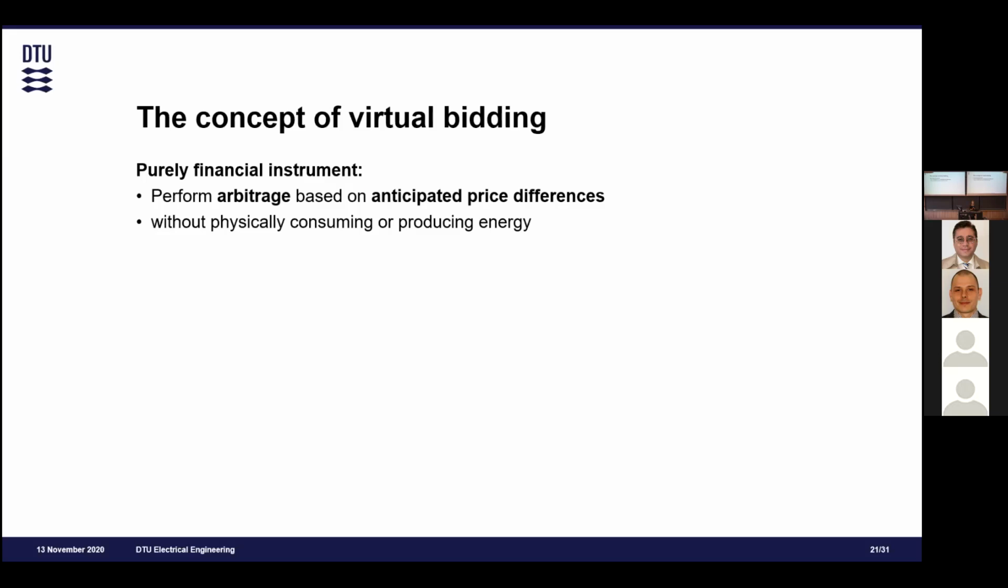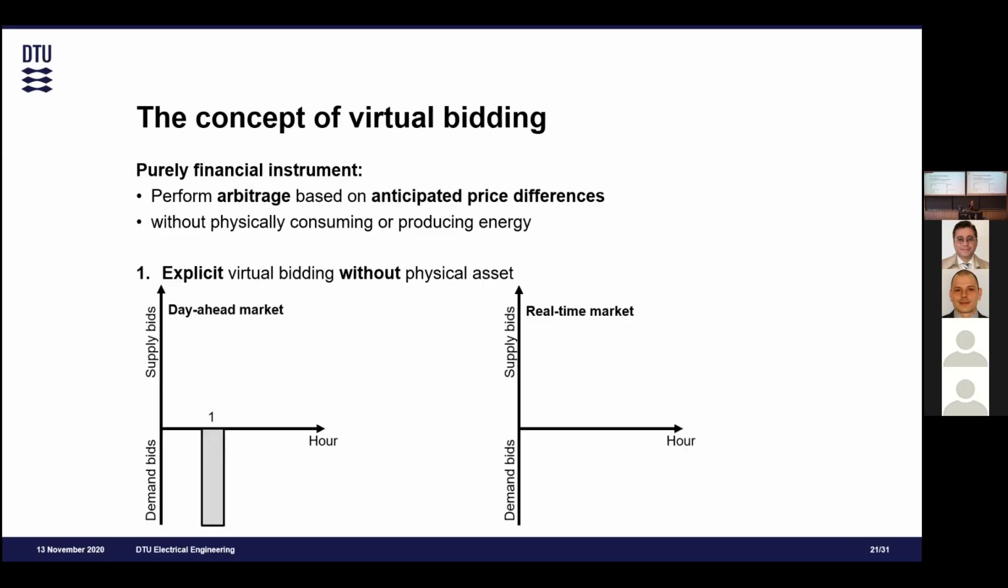We distinguish between two types of electricity virtual bidders. First, the explicit virtual bidder has no physical assets. So if an explicit virtual bidder buys 1 megawatt hour in day ahead market, she then has to sell the same amount back in the real-time market. So that her positions in day ahead and real time need to even out to zero. And her payoff is equal to the difference between the day-ahead and the real-time market prices times the amount of virtual trade.